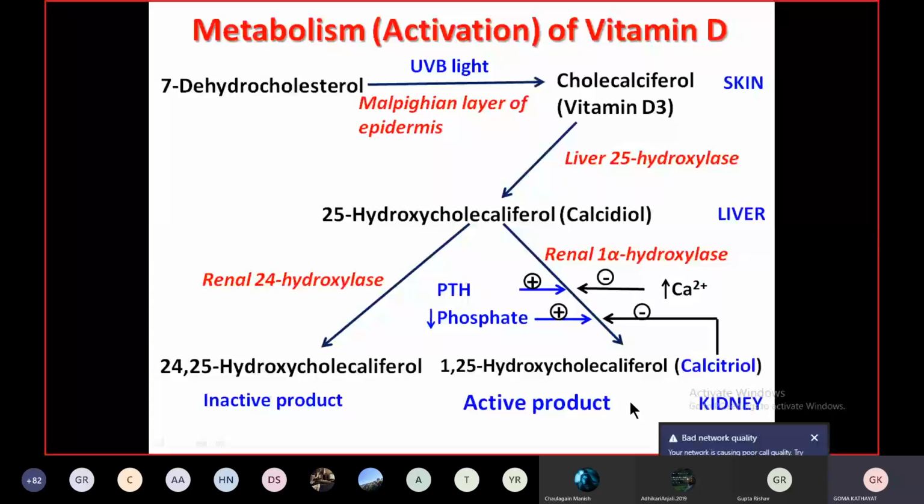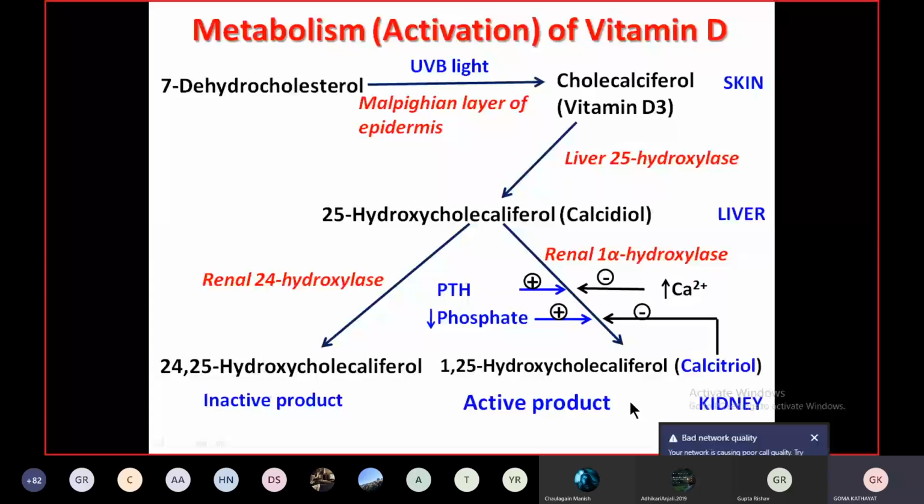Similarly in the kidney, sometimes if there is a high level of calcitriol, then 25 hydroxycholecalciferol is acted upon by the renal 24 hydroxylase to form 24,25 dihydroxycholecalciferol, which is the inactive product. Understood? If there is a high level of calcitriol, then you don't need to synthesize more calcitriol. At that time, this 24 hydroxylase gets activated, and it leads to the formation of 24,25 dihydroxycholecalciferol, which is the inactive product.